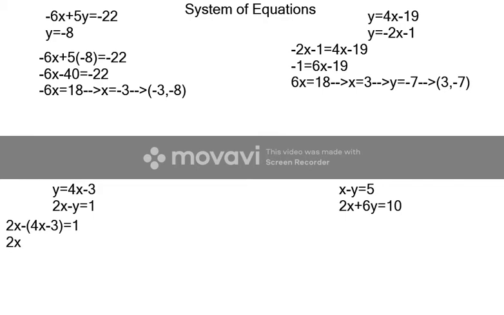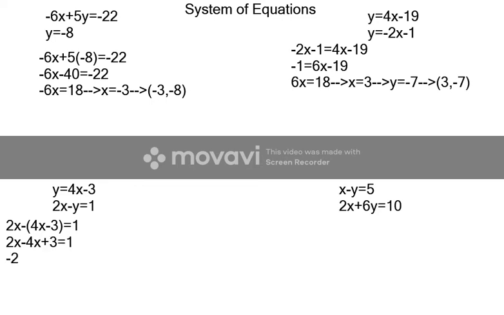2x, and then see, look right here, right? You need to distribute that negative sign into both the 4x and the negative 3. If you didn't put parentheses, you only distribute that negative into the 4x, and you end up getting the question wrong. So make sure to put the parentheses around that. So 2x minus 4x plus 3 is equal to 1.